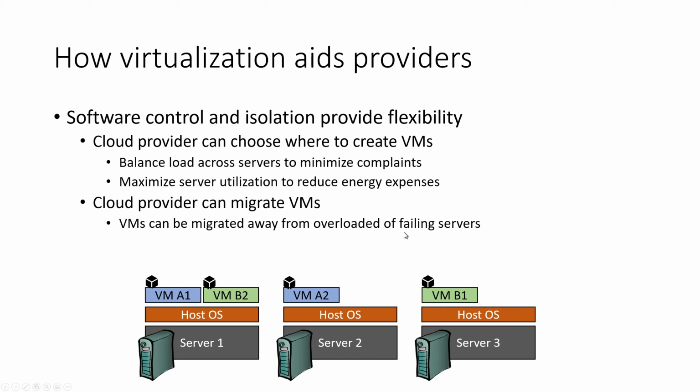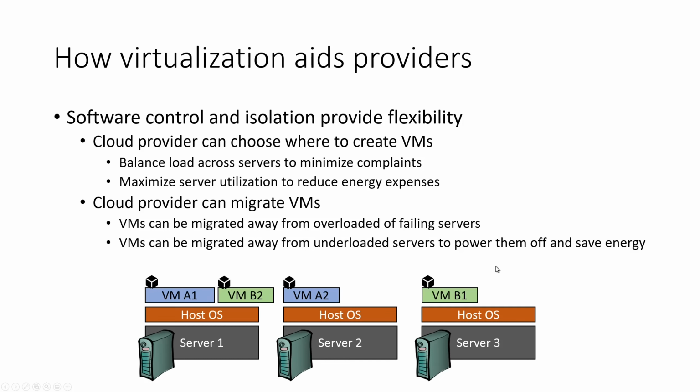And cloud providers can also migrate VMs. So in this example, we have 3 servers running 4 virtual machines. So this is customer A in blue and customer B in green. And we have these 3 servers with 4 virtual machines. Now, if a server fails, say server 3 fails, the cloud provider can move VM B1 to server 2, and then VM B1 will resume running very quickly. And this doesn't hurt customer B that much.